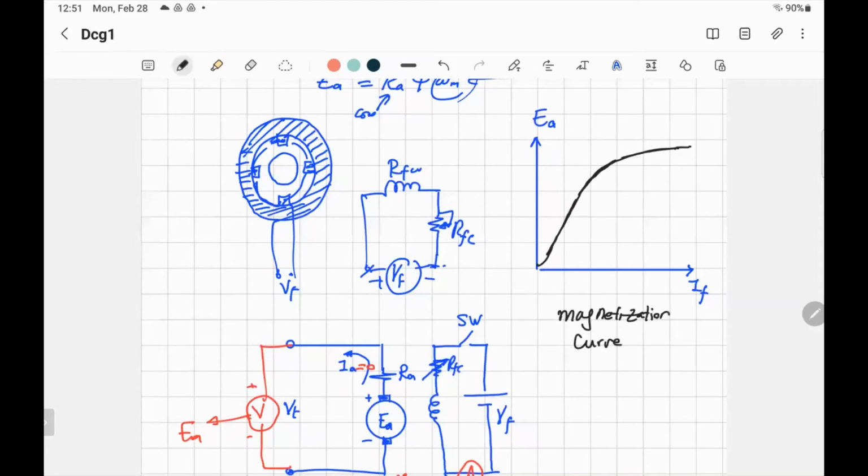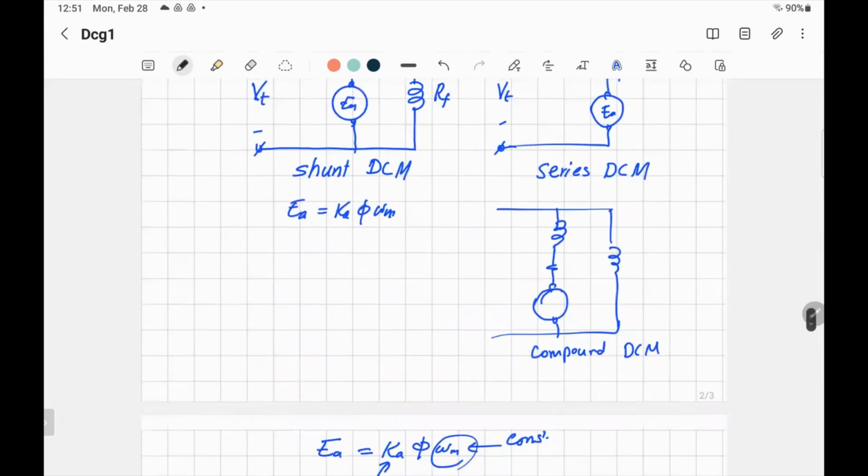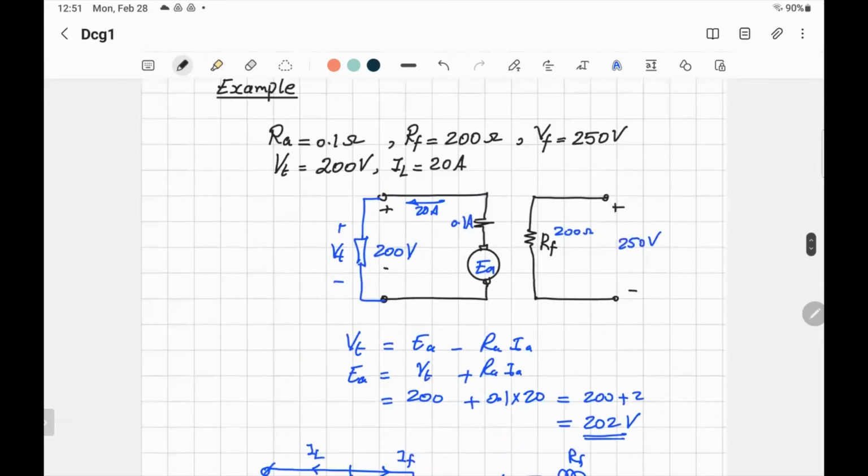Is it important? Of course, because if you want to produce a certain voltage or a specific value of voltage, you've got to know what the field current is. So how do you know the field current? Like in the numerical example that we did here, everything was given. But in practical life, we don't know. You know the load: you need 200 volts, the load needs 20 amp, and then you calculate, then you get EA.